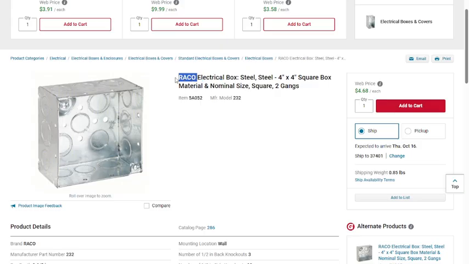All right, Rayco is the manufacturer for this box. This box is made out of steel. If you were to measure this box, it is probably not 4 by 4. It's going to be like 3 and some change, right? But this is what we mean by nominal or trade size. This is a 4 by 4 square box.